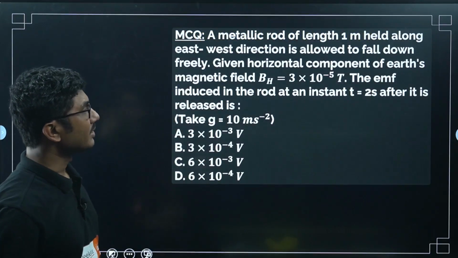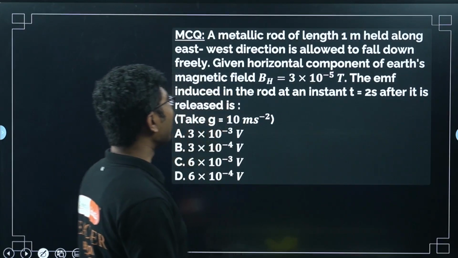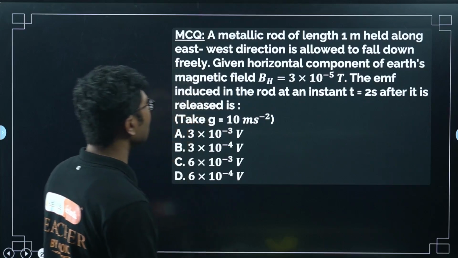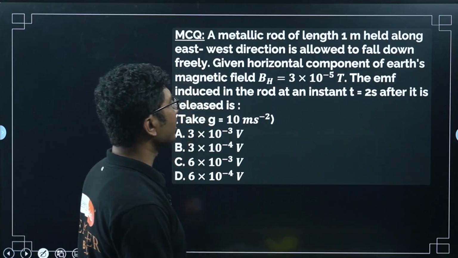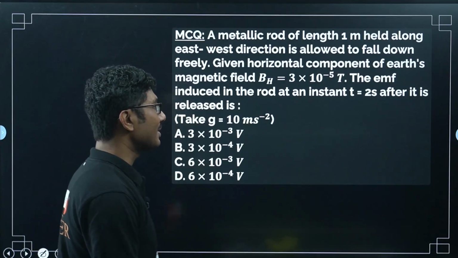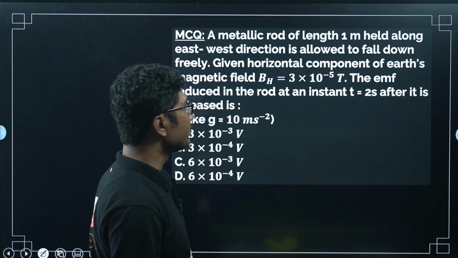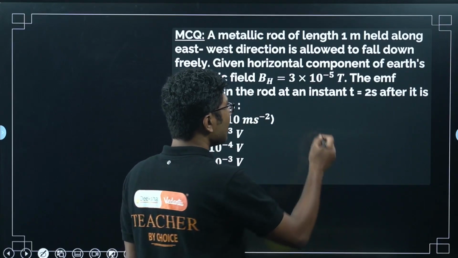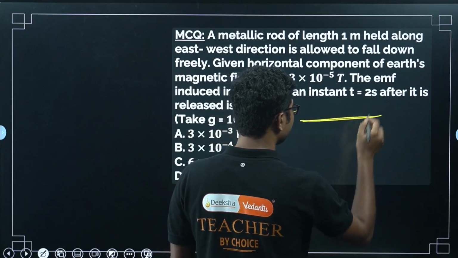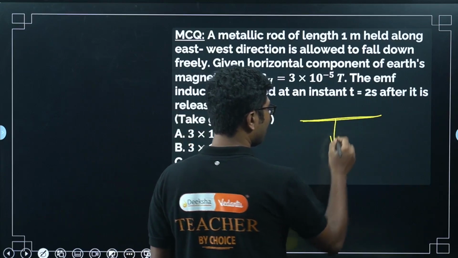Now let's look into one such question. A metallic rod of length 1 meter held along east-west direction and is allowed to fall down freely. Given the horizontal component of Earth's magnetic field is 3 times 10 to the power of minus 5 Tesla, find the EMF induced in the rod at an instant t equals to 2 seconds after it is released. So you have a rod in east-west direction, and you released it, so it is falling downward.